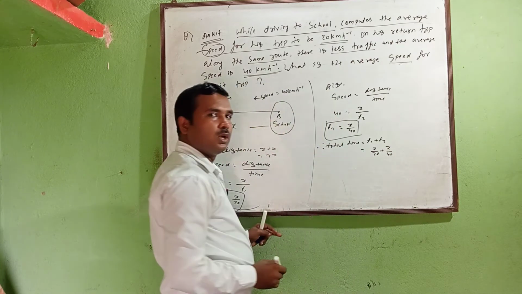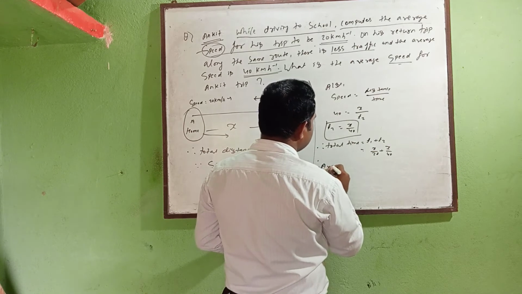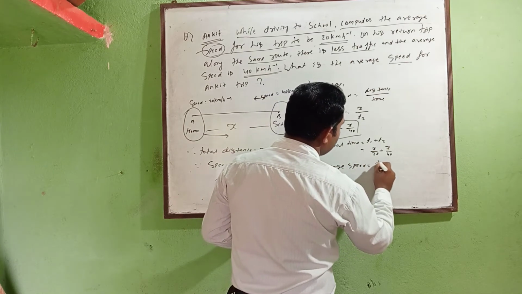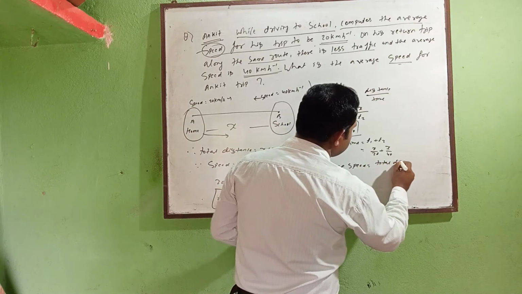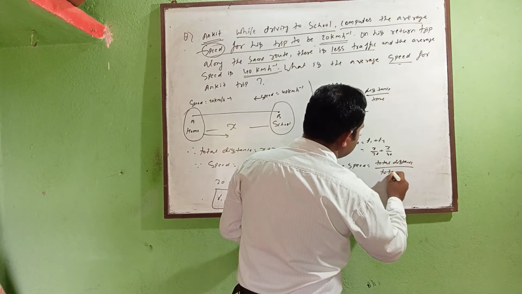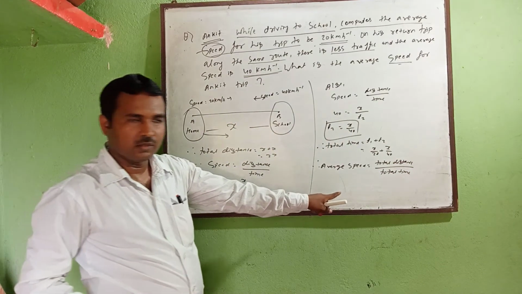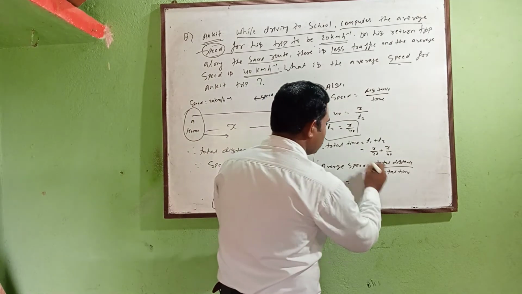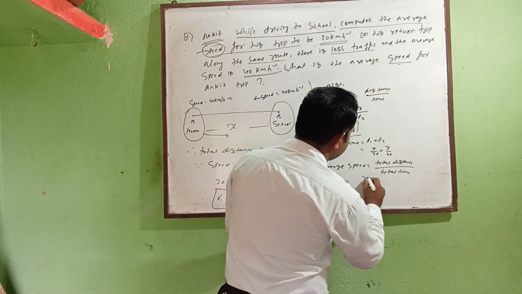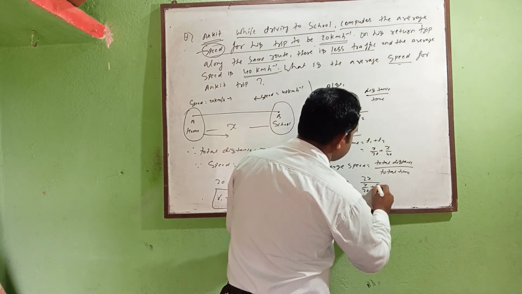Now you have to calculate the average speed. Average speed is equal to total distance by total time. This is the formula, no? So put in the values. The total distance is 2x, and the total time is x by 20 plus x by 40.